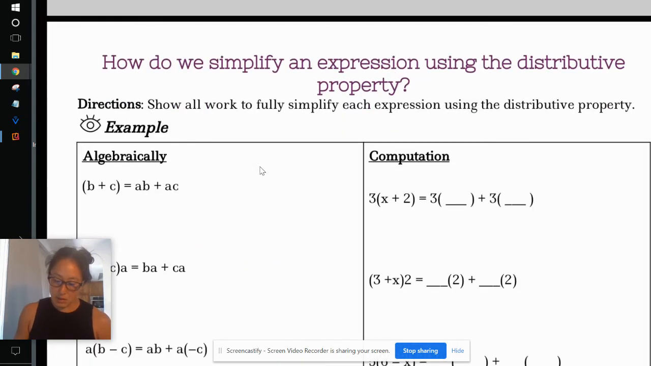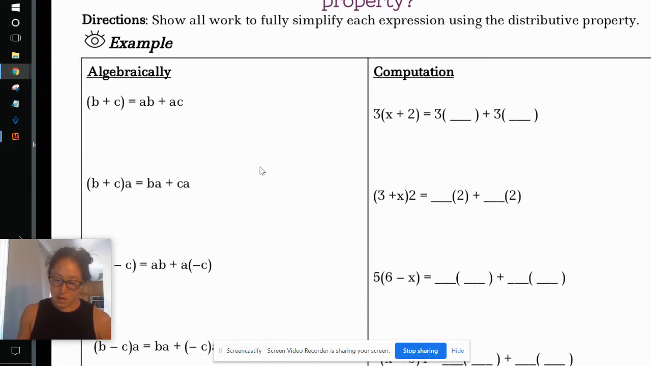So let's go ahead and practice. We're going to show all the steps using our distributive property here. I forgot an A right here. So these are just the rules. A times B and A times C, when I multiply those together, I get AB plus AC.